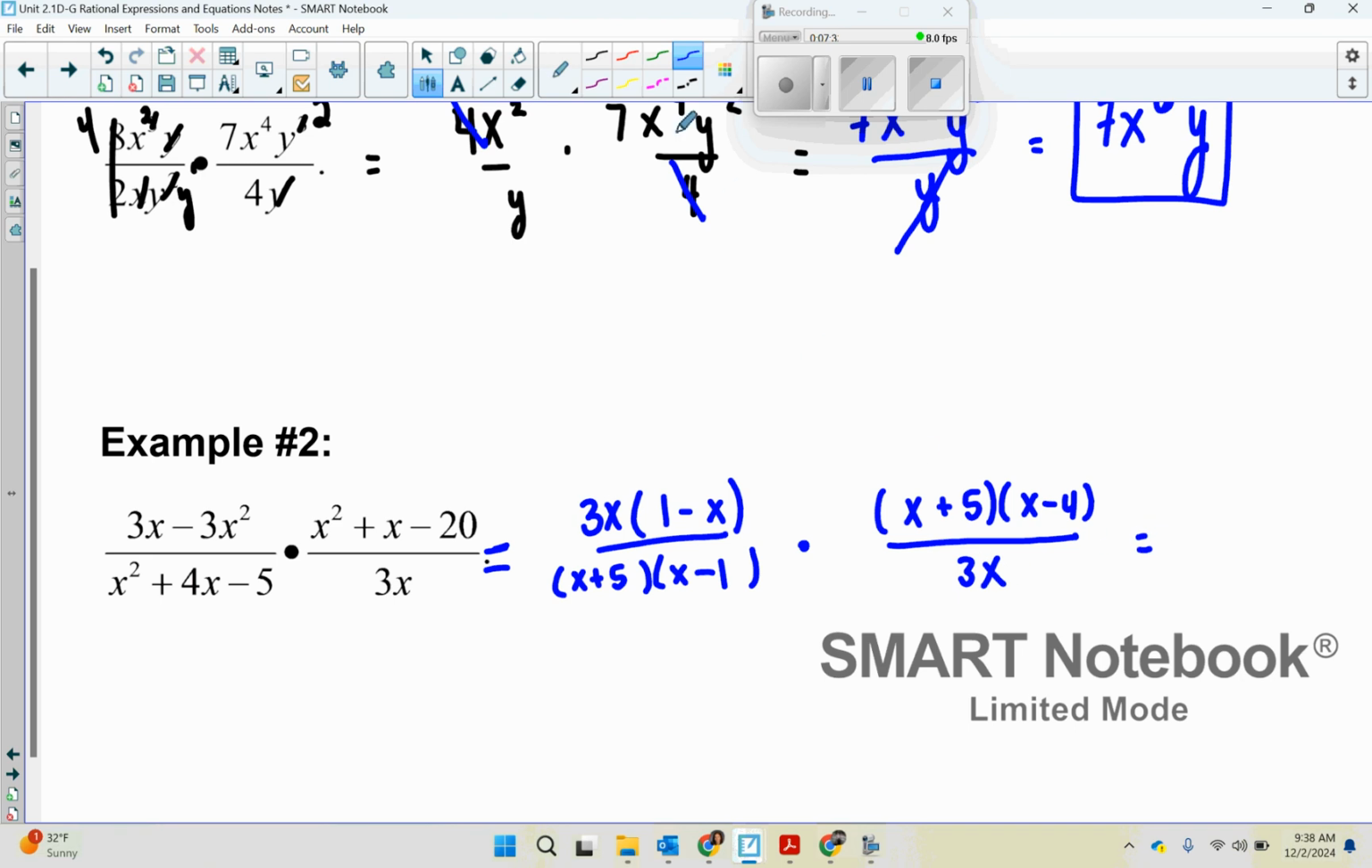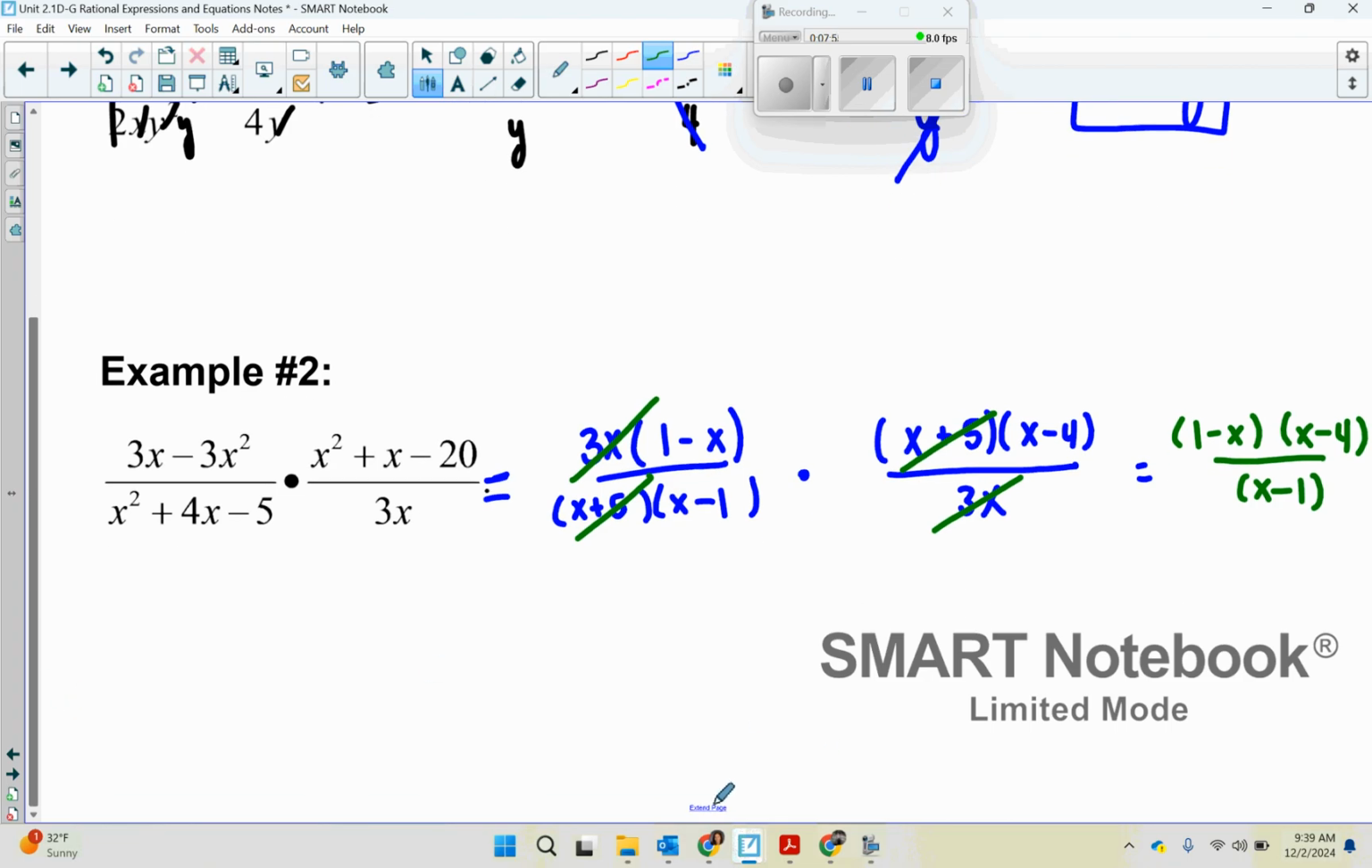Now, to make our lives easier, before you combine everything, remember we multiply across the top and across the bottom. So technically, this would just become all the numerator and all the denominator. So not only can I cancel the 3x's, but I can also cancel the x plus 5's. Okay, so let's simplify down what we have. 1 minus x times x minus 4 over x minus 1. And we are almost there.